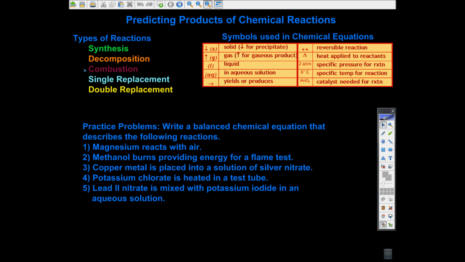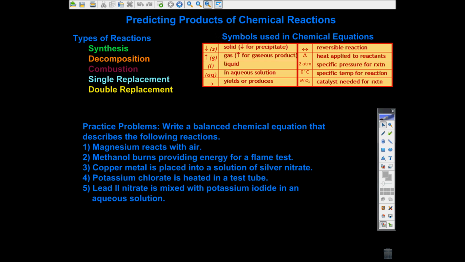Now there are other types of combustion reactions, but right now we're just going to label hydrocarbon reactions with oxygen as combustion. There's a single replacement reaction where you have a single element that's replacing one in a bond, and a double replacement reaction, which is where you have two usually ionic compounds that are switching partners. So if you're a little shaky on how to identify the types of chemical reactions, you probably need to practice that before going any further.